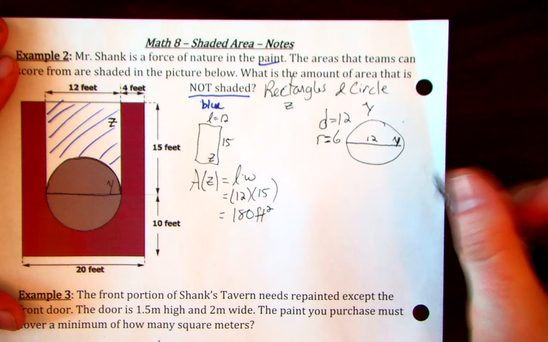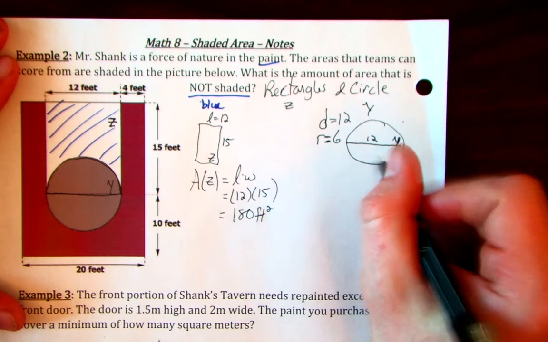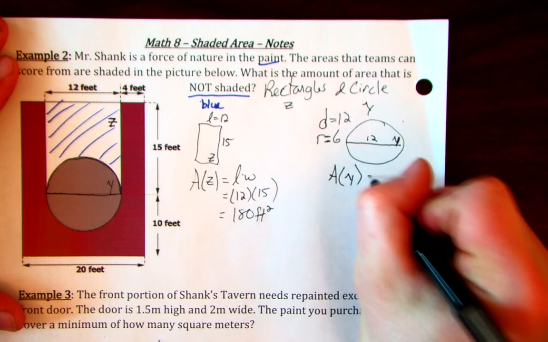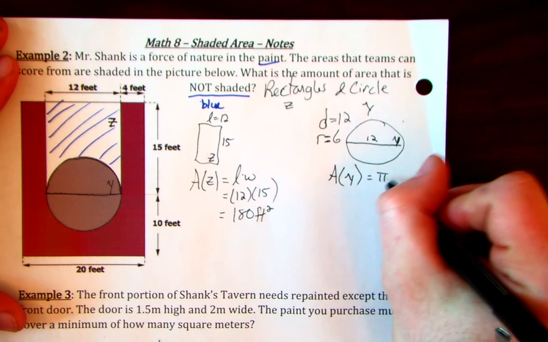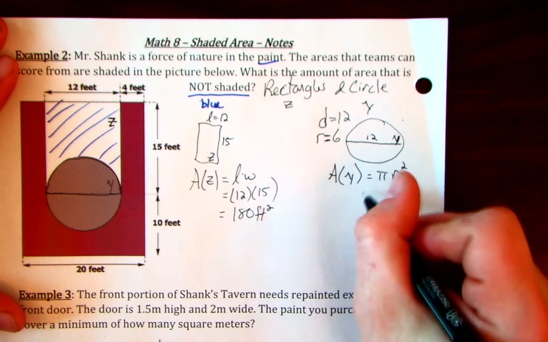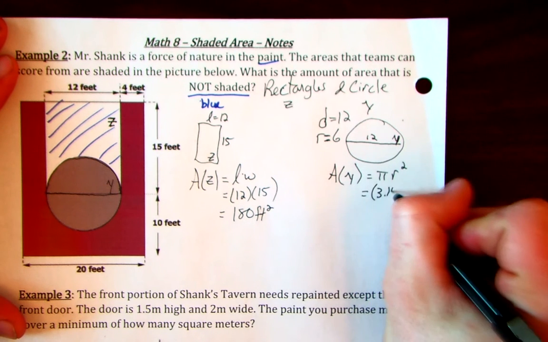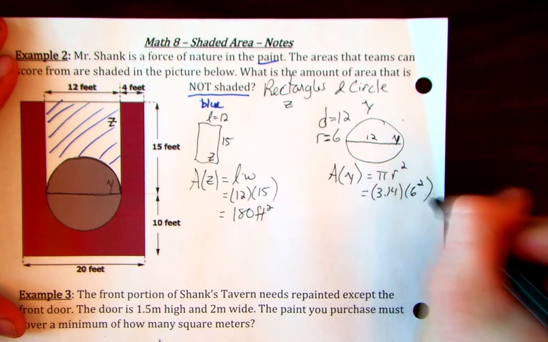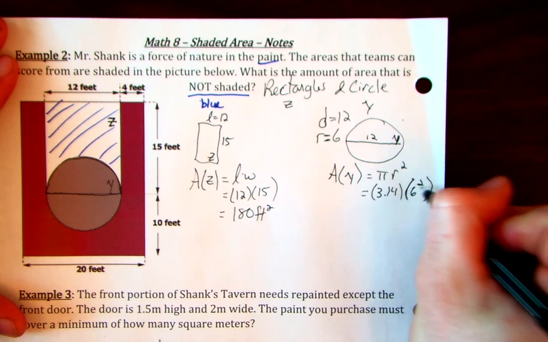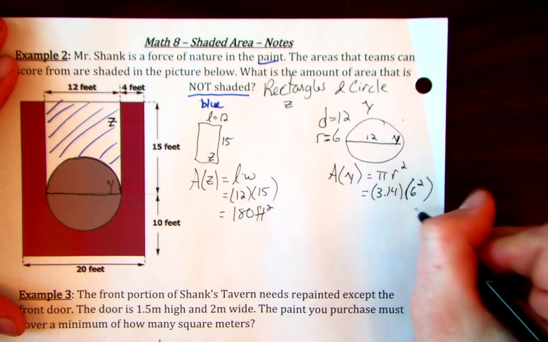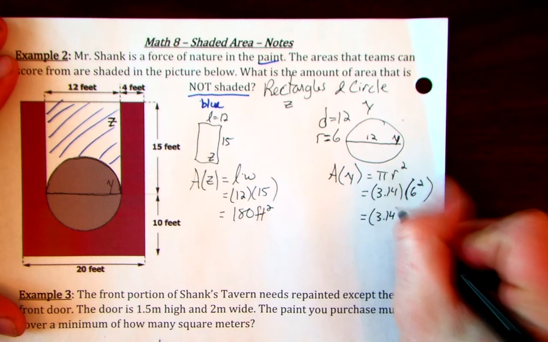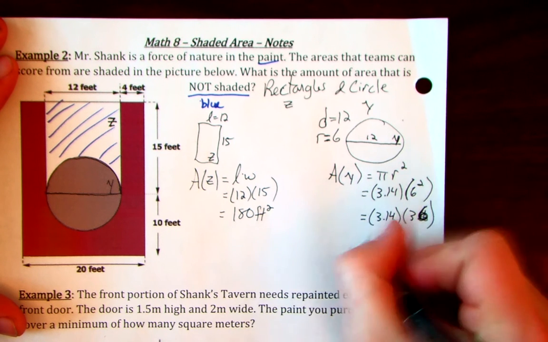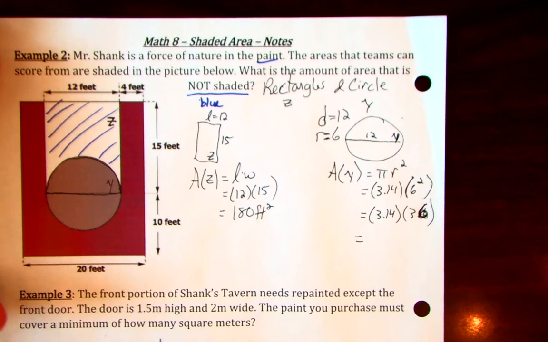So now I have my circle Y, and I'm going to find the area of that circle using the formula for a circle: pi times the radius to the second power. Plug in your values for your variables: 3.14 times the radius, which is 6, to the second power. Again, please make sure you are not multiplying by 2, because this is 6 times 6, which is 36. Let's do 36 times 3.14.